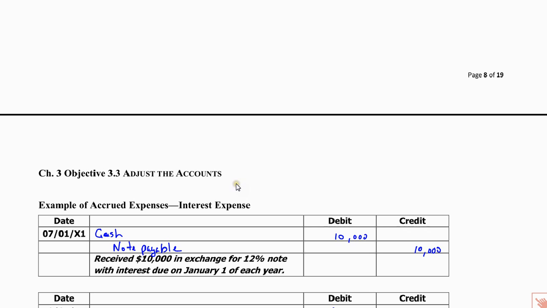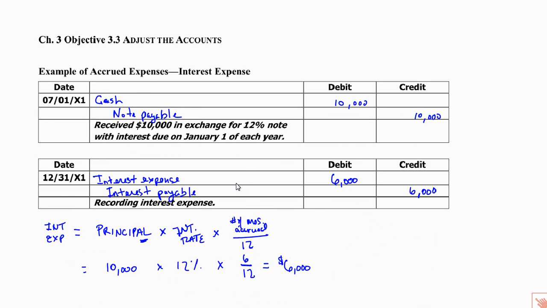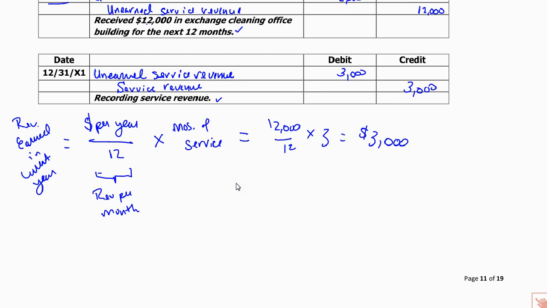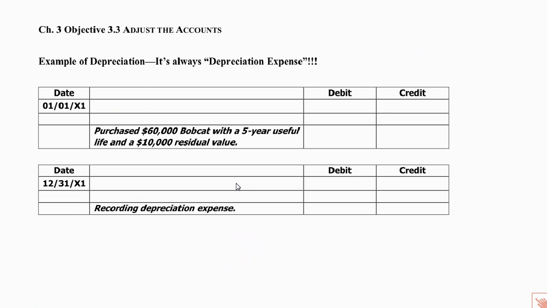So these accruals and deferrals will have an expense or revenue and then a liability or asset account included. All right, and that definitely is it for the accruals. In the next slide or video, we'll go through depreciation.